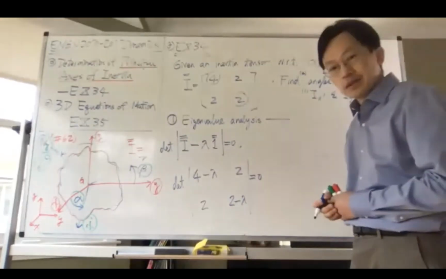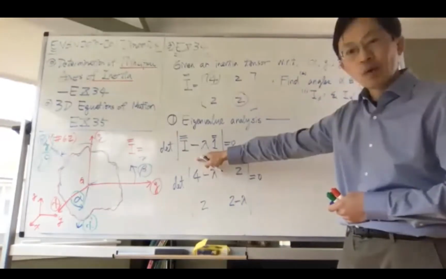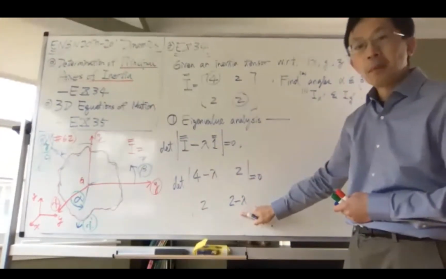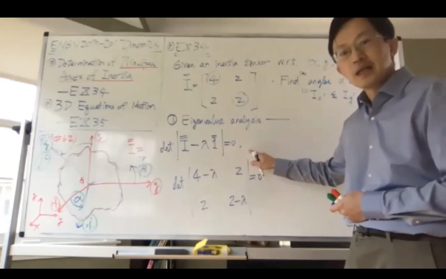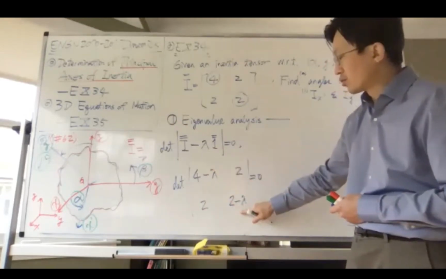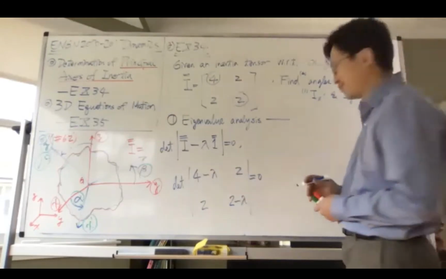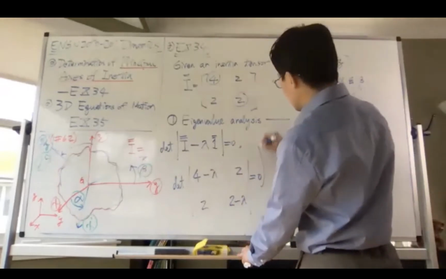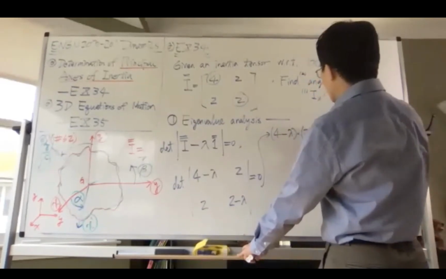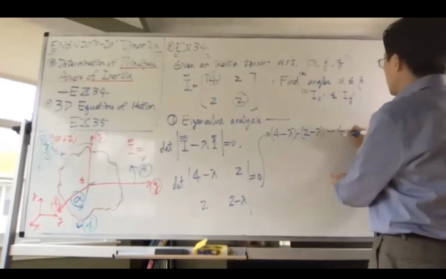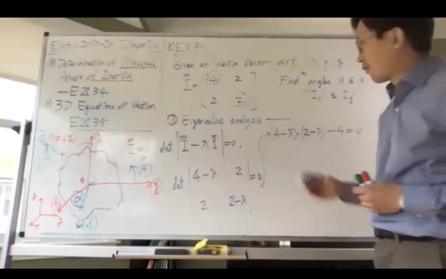So how do we determine the determinant of a matrix? The determinant of the matrix is element 1,1 times element 2,2, minus element 1,2 times element 2,1. So it's 1,1 times 2,2, minus 1,2 times 2,1. That is the determinant. So what does that mean here? It means we're going to have 4 minus lambda times 2 minus lambda minus 4 to be 0. Correct?